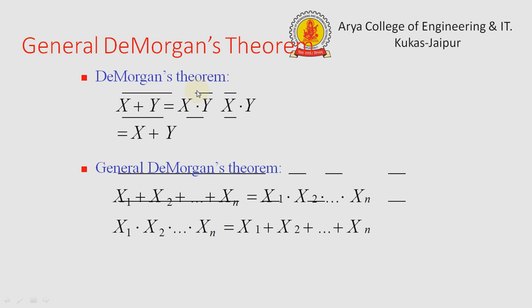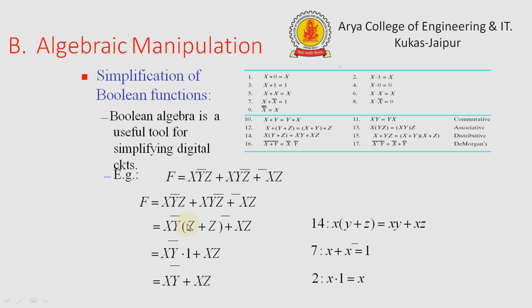Now the general De Morgan's theorem is: x plus y complement equals x complement dot y complement, and x dot y complement equals x complement plus y complement. And here is the general De Morgan's theorem: x1 plus x2 up to xn complement equals x1 complement dot x2 complement and so on. Same here for the AND operation. This one is for the OR operation and this one is for the AND operation.